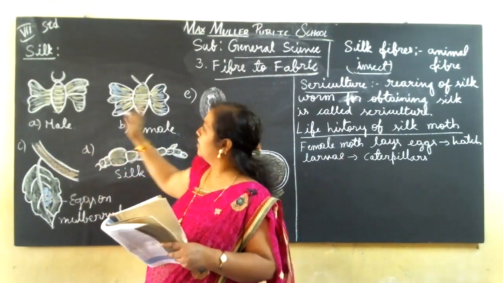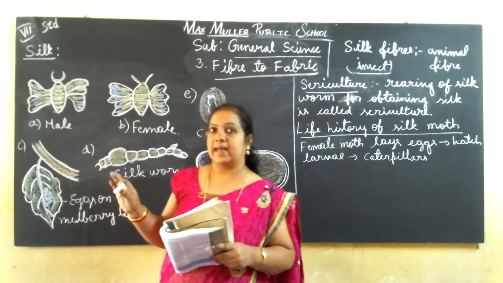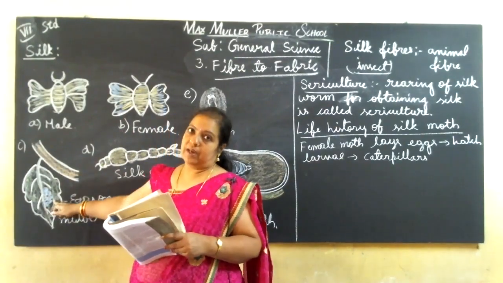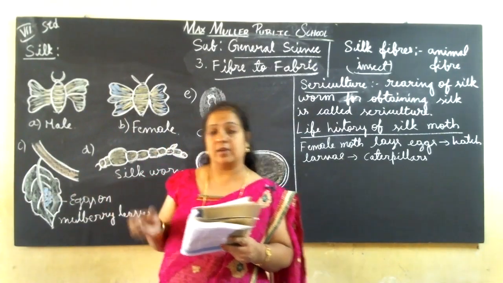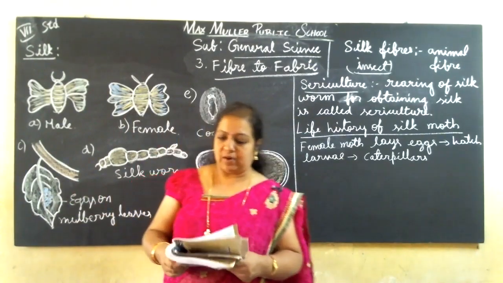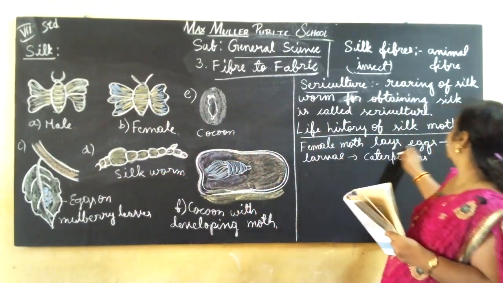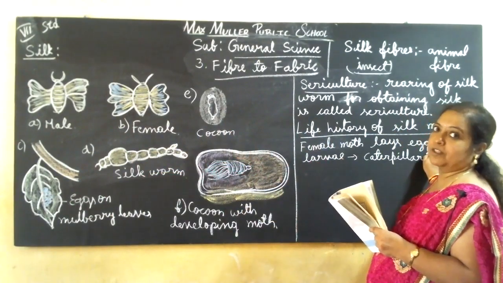Male worm will be there, female worm will be there. The female silk moth will lay the eggs on the leaves of the mulberry tree. There will be hundreds in number. Together it is laying a large number of eggs. See, the female moth lays eggs, at a time hundreds and thousands of eggs.